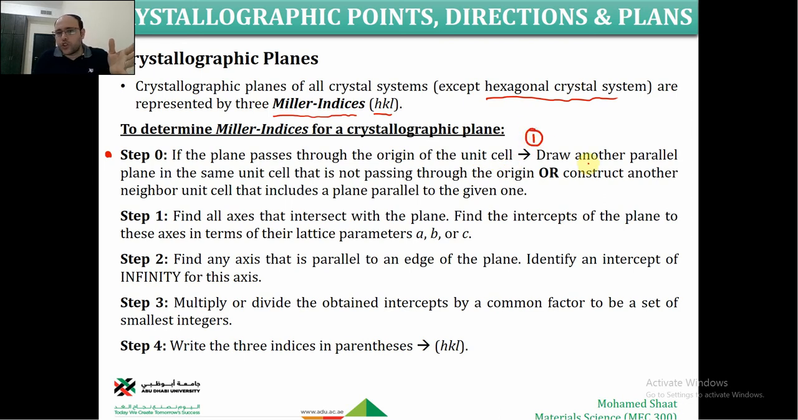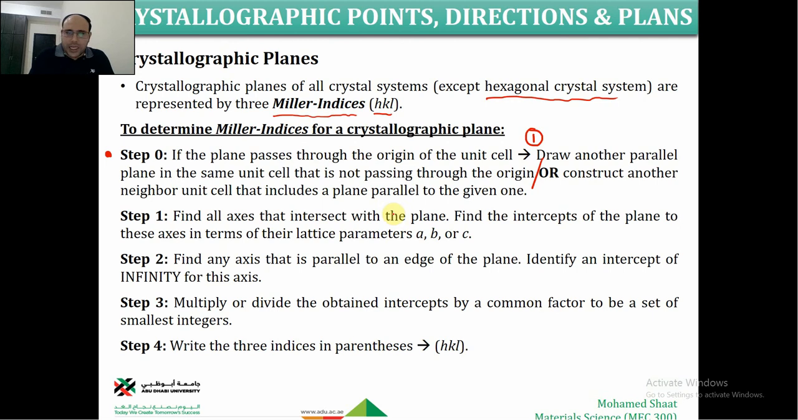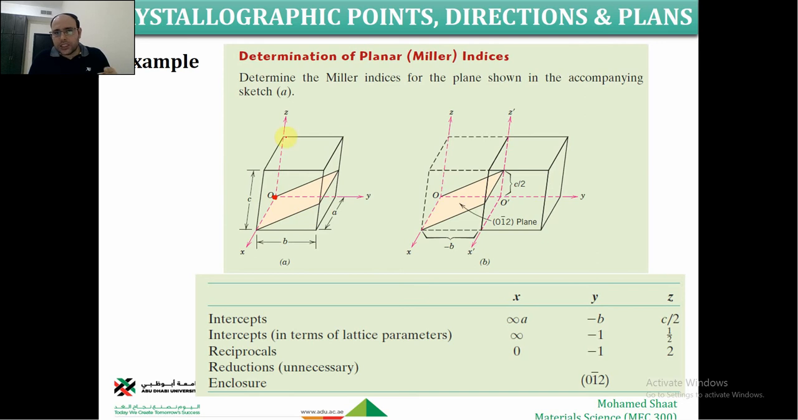The first option is to draw another plane that is parallel to the original given plane, in the same unit cell, and that is not passing through the origin. This is one approach to fixing this problem. We will not be able to apply the next steps as long as this plane intersects the origin, because the next step depends on the intersection with the axes, and if this plane intersects the origin of this X, Y, Z coordinate system, you will not be able to identify these intercepts.